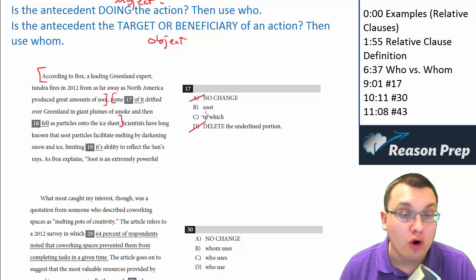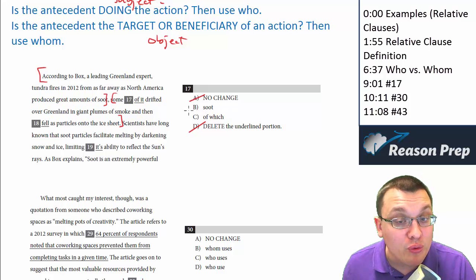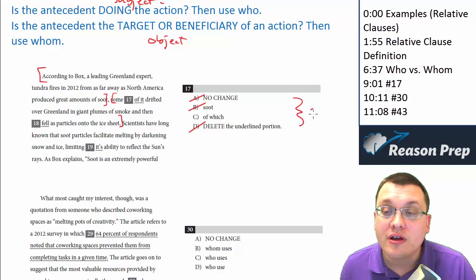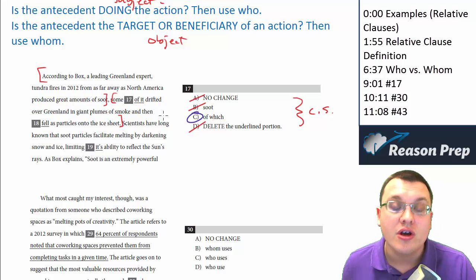Some drifted over Greenland in giant plumes of smoke. It's still a complete sentence, still a comma splice. As well, if we swapped out soot and said some soot drifted over Greenland, we still have a comma splice. So all three of these are comma splices, and that actually helps you eliminate to the final answer, which is going to be C.